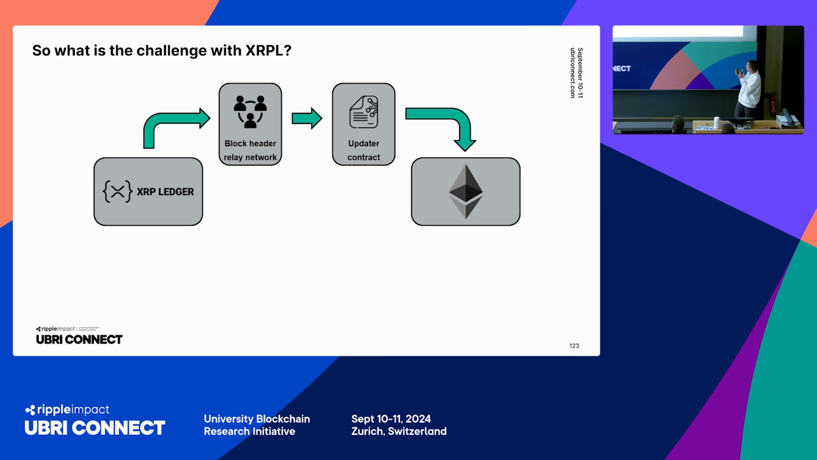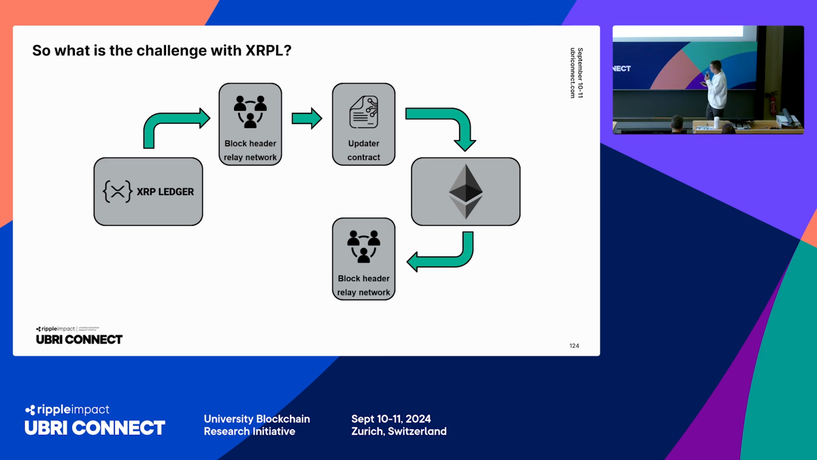Now imagine I'm on the other side. I have some tokens on the EVM sidechain that I want to send to XRP. We would do the same. We would get the block header relay network. It would generate a proof for the correctness of the light client verification protocol. And then here we have a problem. There are no smart contracts in XRPL.